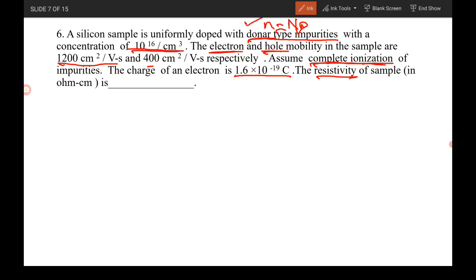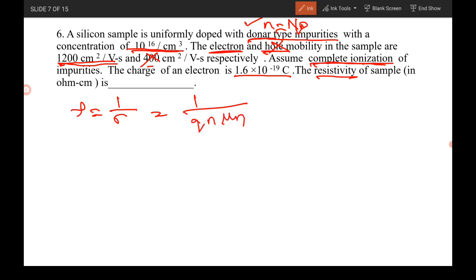Now in this question you can see it is an n-type semiconductor, so we will only consider the electron mobility, that is 1200. We will not consider the hole mobility because the concentration of holes is very less. So 400 we will not be using here. We need to find the resistivity of the n-type silicon. Resistivity rho is equal to 1 by sigma.